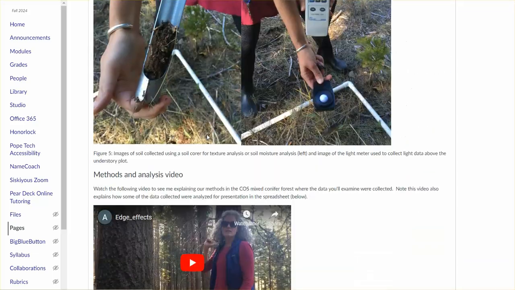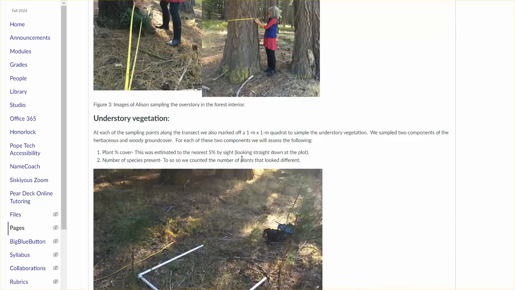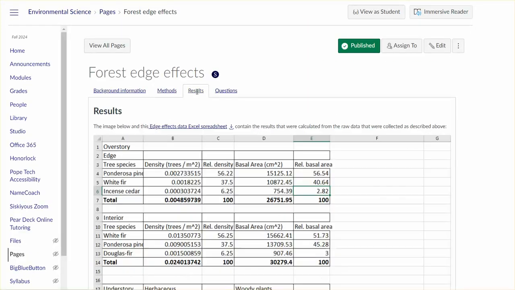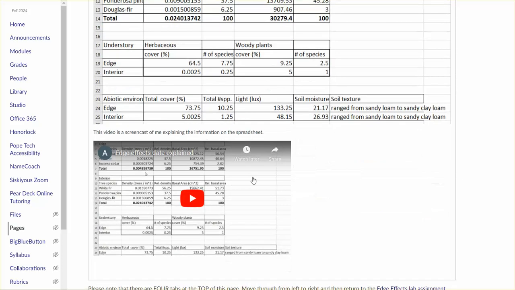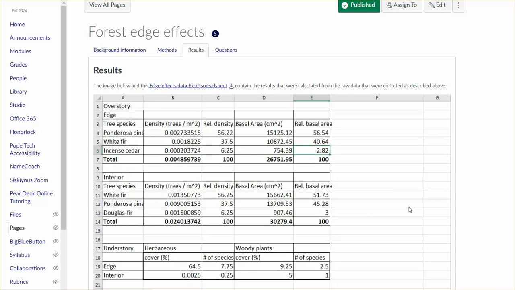And then on this page, you can see our results. So based on those methods, these are the results that we got. And I'm asking you to take a look at these results. If they're confusing to you, here's a video where I walk through this spreadsheet and explain what everything is.